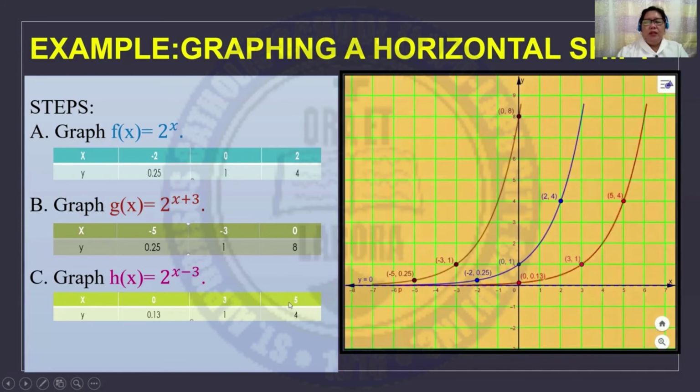So, if you notice, if you have minus 3, you move 3 units to the right from the original function. 1, 2, 3. It's the opposite direction. So when it's plus 3, you move to the left 3 units. When you have negative 3, you move 3 units to the right. And the horizontal asymptote is equal to y equals 0 or the x-axis.